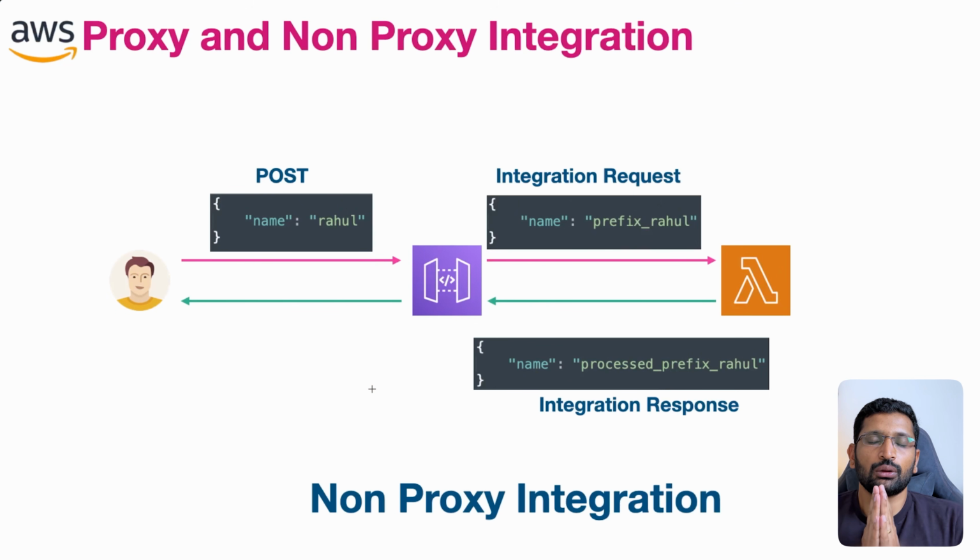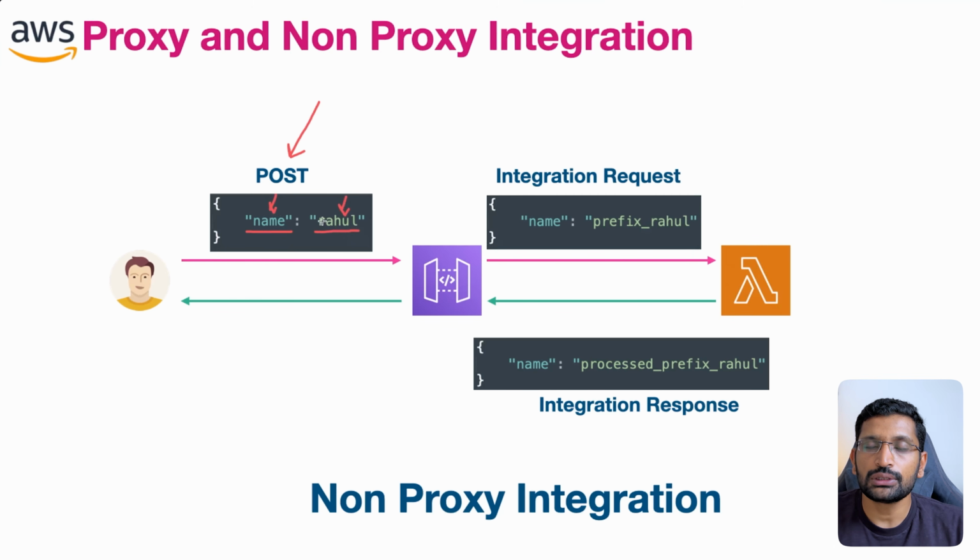To explain the non-proxy integration, I would like to take this example because it is very easy for me to explain in that way. So here we are going to create an API gateway for an API called post. So we are going to use post this time. And in the post, we are going to send a payload, and the payload will contain a name, like a key, and the value is the name. So here this is going to be the key and this is going to be the value.